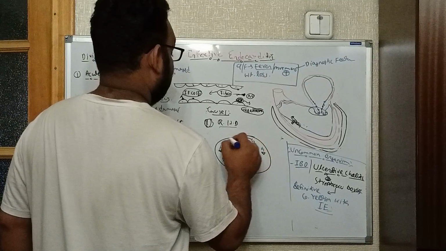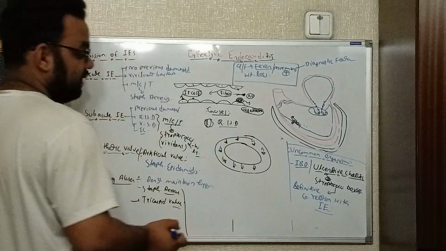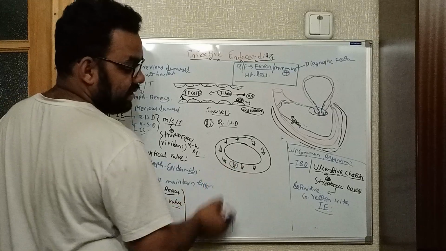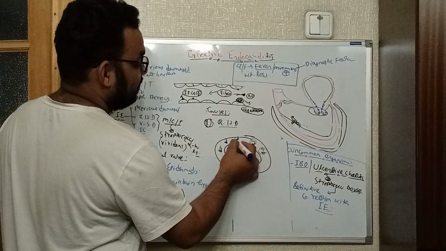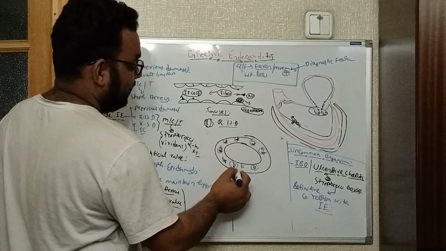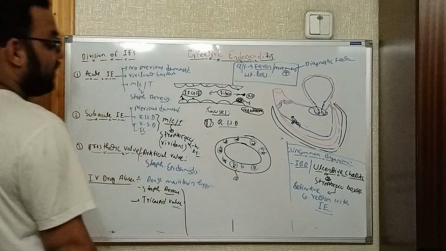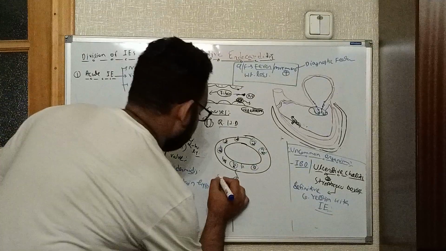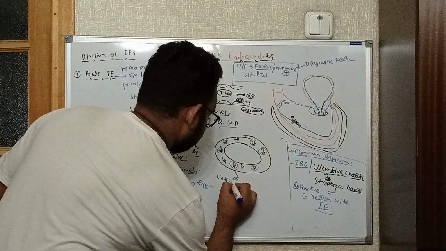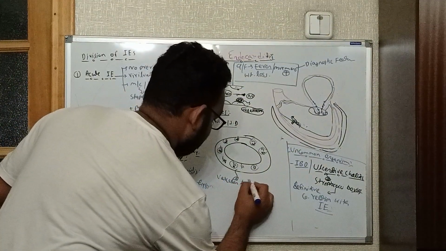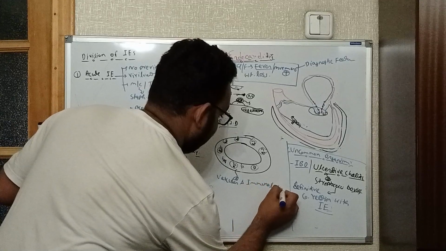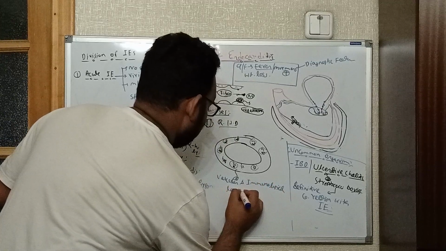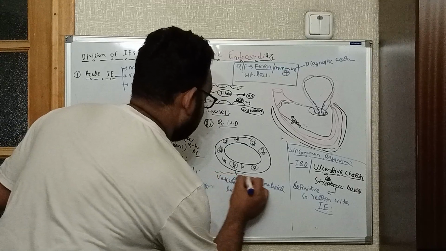Now, whenever the antibodies and antigens combine together, they form the antigen-antibody complex. Now they can deposit on many organs and tissues. As a result, we can sometimes see vascular and immunological lesions over the different organs.